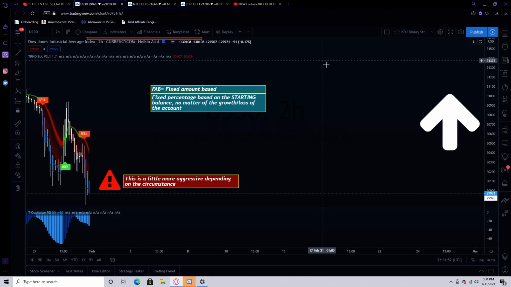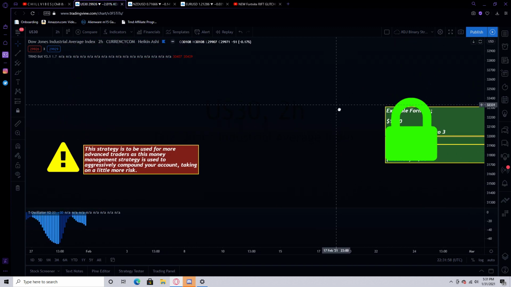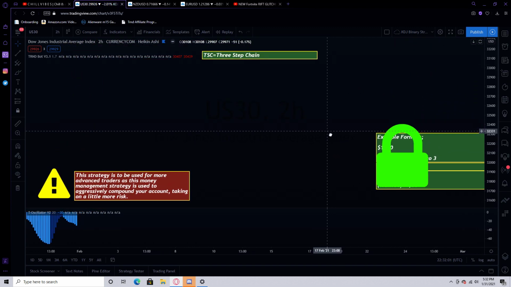So now we get on to my favorite. This is actually the most aggressive one, and a very, very important disclaimer: this strategy is to be used by more advanced traders, as this money management strategy is used to aggressively compound your account and takes on a little bit more risk, right? So this is the fourth money management plan, and this one is called 3-step chain.